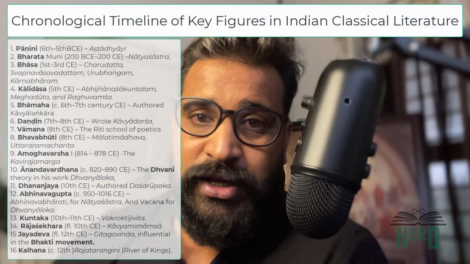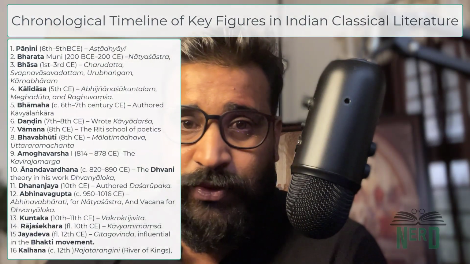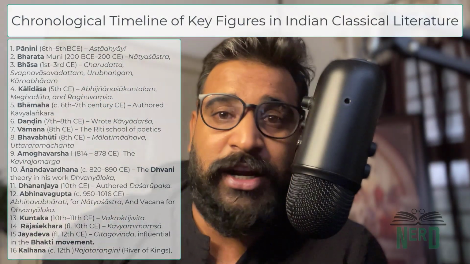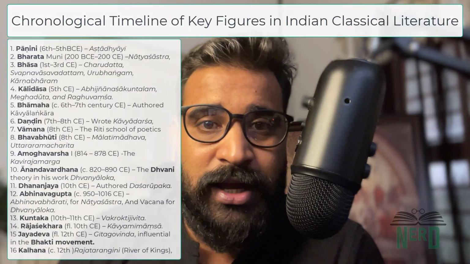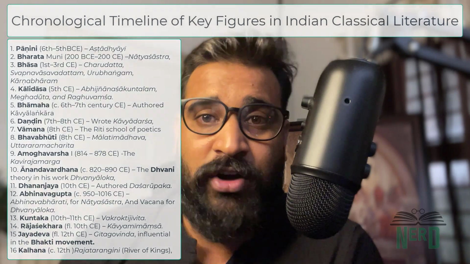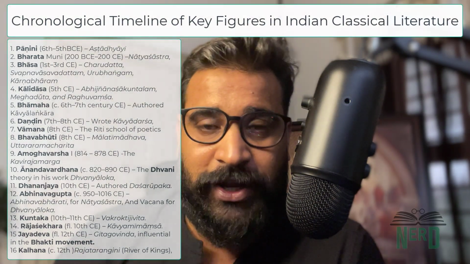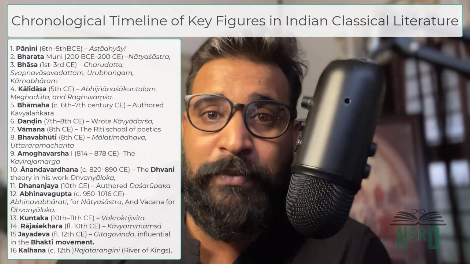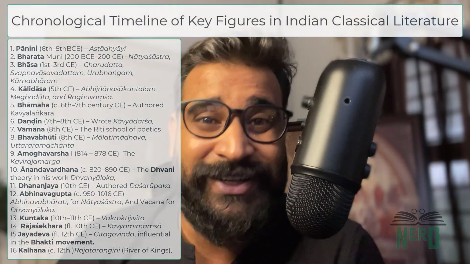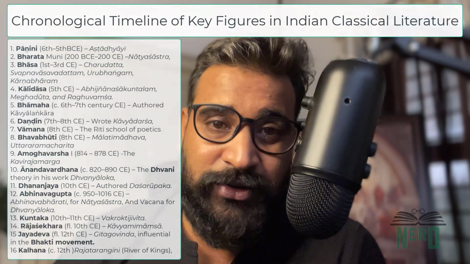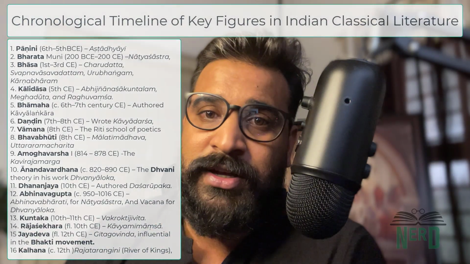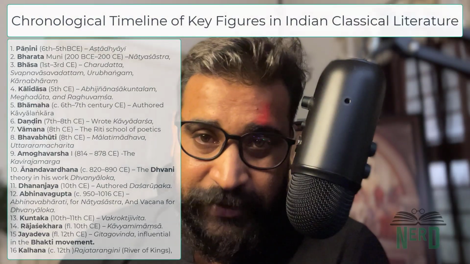Then Abhinavagupta, who wrote Abhinava Bharati, as you know, for Nāṭyaśāstra, and Locana for Dhvani. Just imprint this in your mind. Then Kuntaka, who proposed the Vakrokti theory in his work Vakroktijivita. Okay. Then Rajasekhara, who composed Kāvyamīmāṃsā, asked already in the exam. Then Jayadeva, authored what? Gita Govinda, already asked in your exam. Then Kalhana, they have asked a pair type question, about his work Rajatarangini.